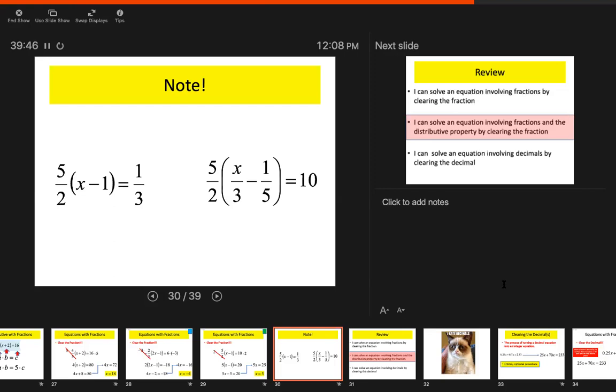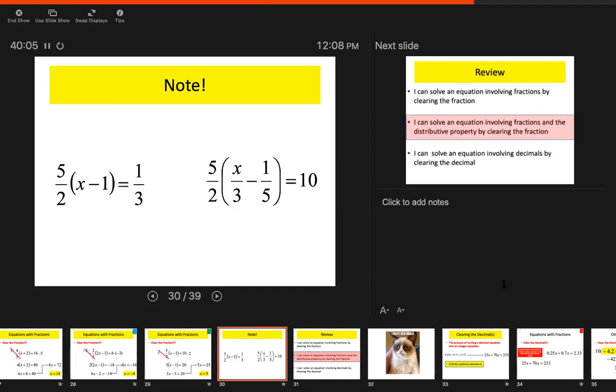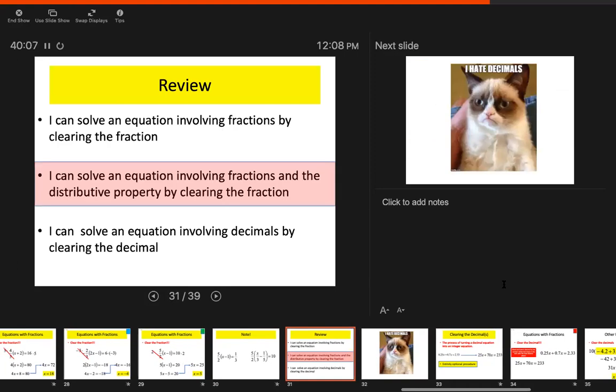Luckily, in Algebra 1, we seldom see one that looks like this. I'm just going to warn you, well, what's on the inside is fractions. You're best to just distribute the fraction to the inside and then clear the fraction. I didn't give you one like this, but this one is as ugly as it gets right here. So this particular, that second one right there, I would distribute the 5/2 to the inside.